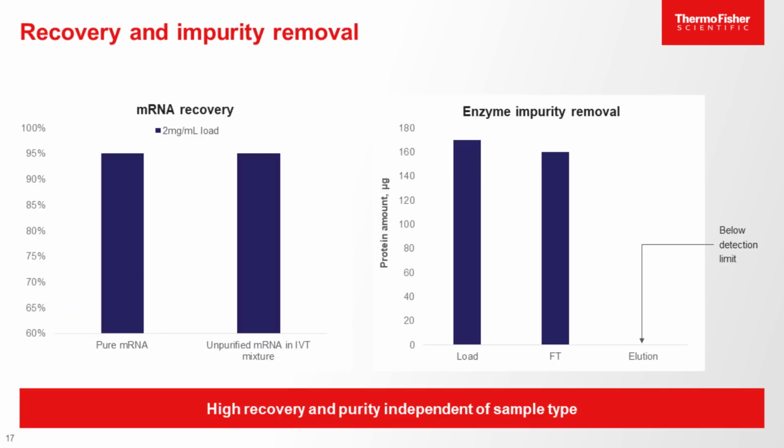The recovery and impurity removal is shown on the slide, in which the mRNA recovery for 2 mg per ml load is shown to be greater than 90%, and the enzyme impurity removal in comparison to the load and the flow-through is minimal, below the detection limit in the elution fraction. So therefore, a high recovery and purity can be achieved with our porous oligo-DT independent of sample type.